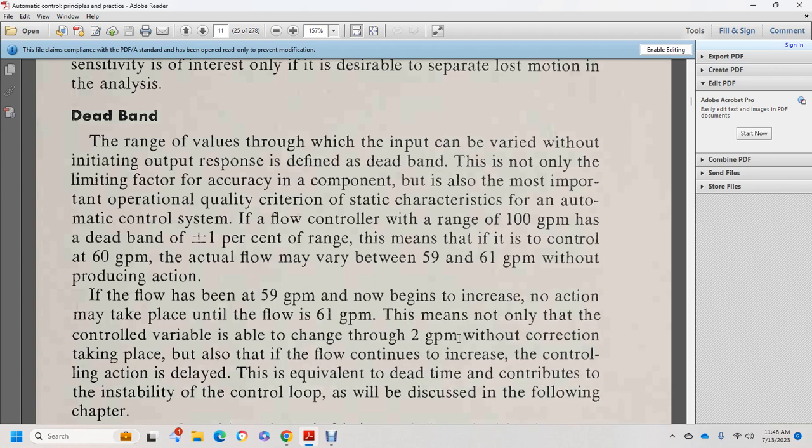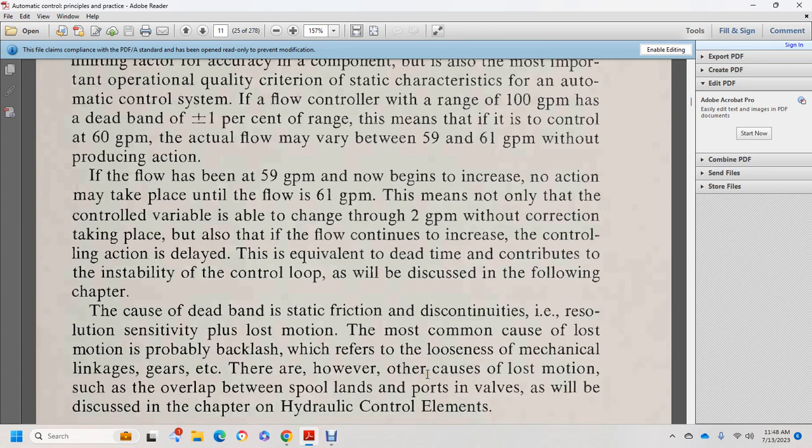If the flow has 59 gallons per minute and now begins to increase with no action made to be taken, the flow until the flow is 61.1 gallons. This means not only will the control variable be able to change through 2 gallons per minute without correction, the taking place of the flow continue to increase and the controlling action is delayed. The equivalent is dead time, contributing to the instability of the control group as discussed in the following chapter. The cause of the deadband is static friction, discontinuities, resolution sensitivity plus loss of motion.